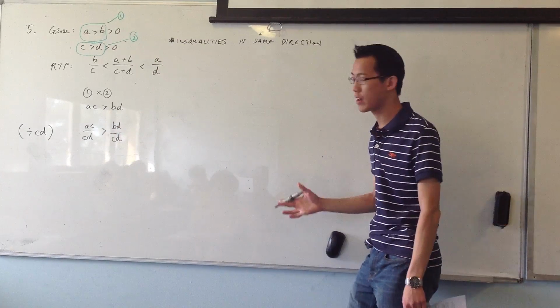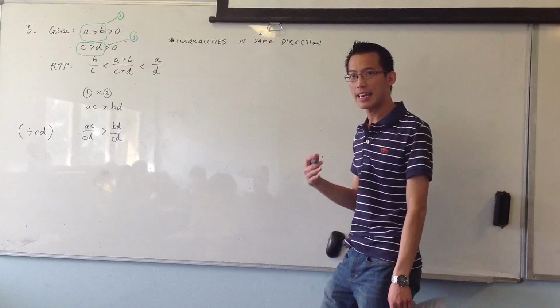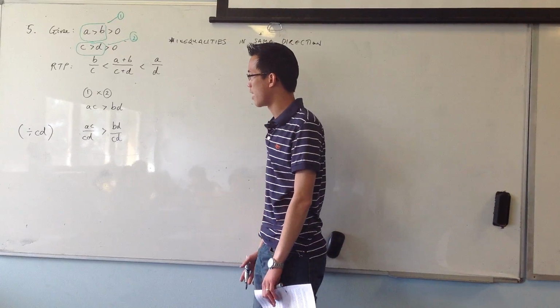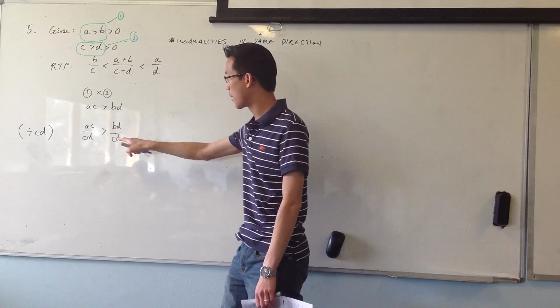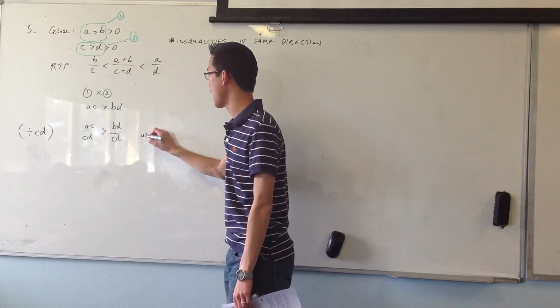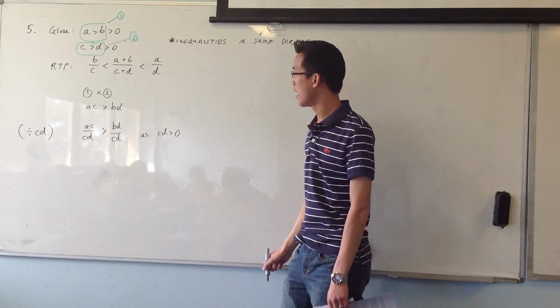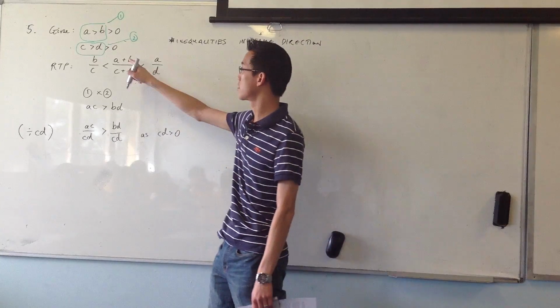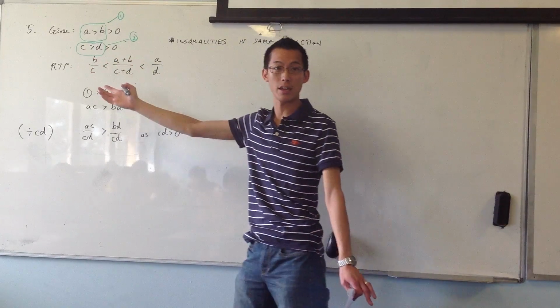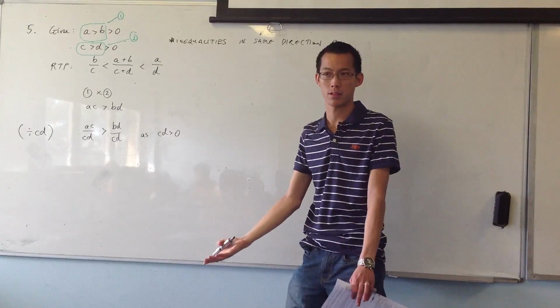Now the inequality is facing in the same direction. Now again, not because I have to, but because it's useful to me, I'm going to note down that this is true as CD is greater than 0. I know CD is greater than 0 because C and D both individually are greater than 0. So therefore their product also must be positive.